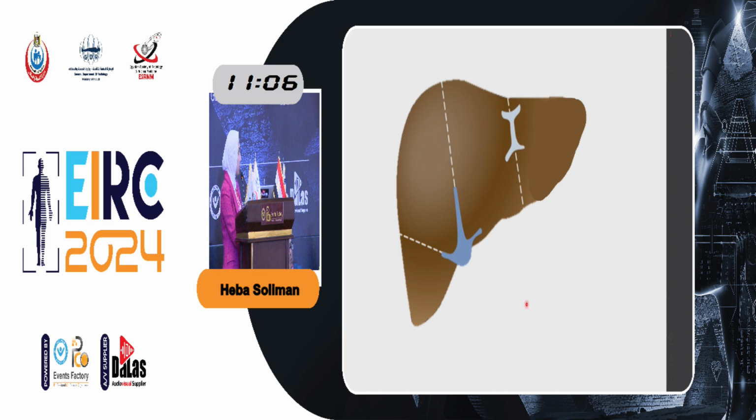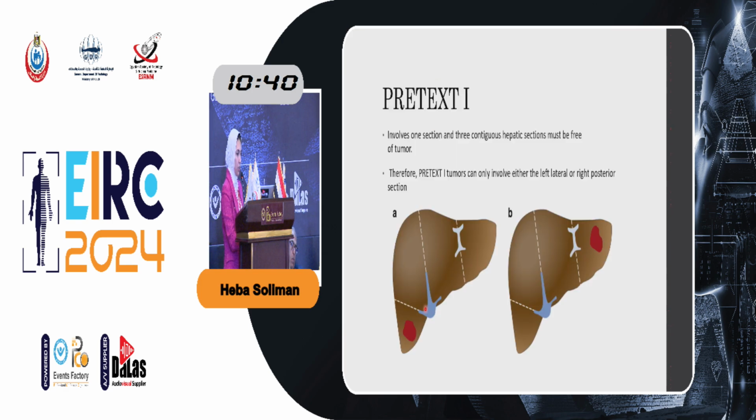In PRETEXT, they divide the liver into 4 sections. The first section is the left lateral section, which includes segments 2 and 3. The left medial section includes 4A and 4B. The right anterior section includes 5 and 8. And the right posterior section includes segments 6 and 7.